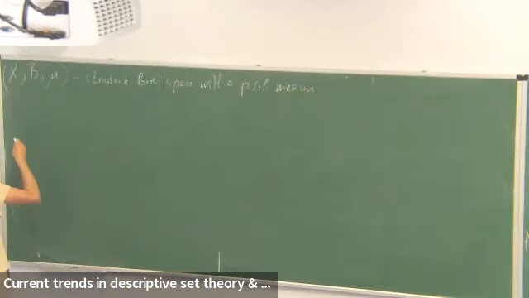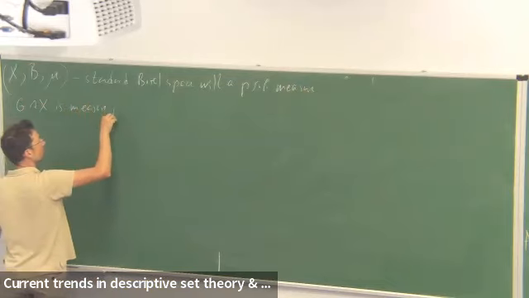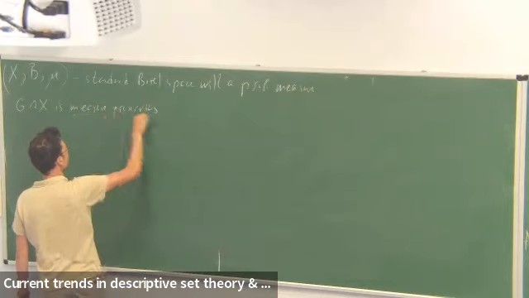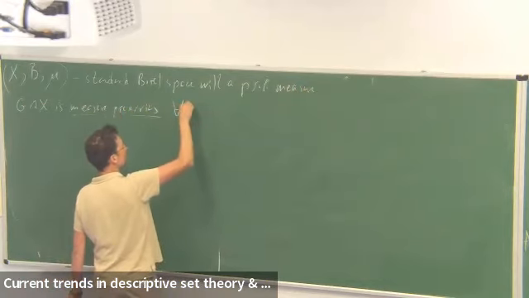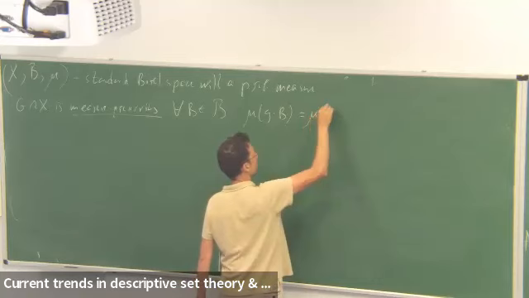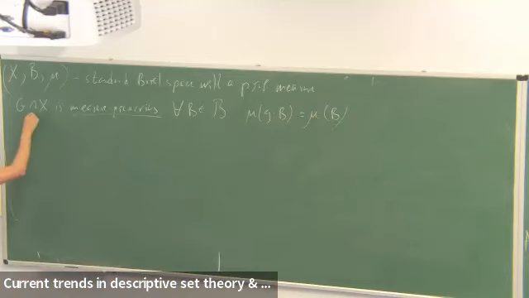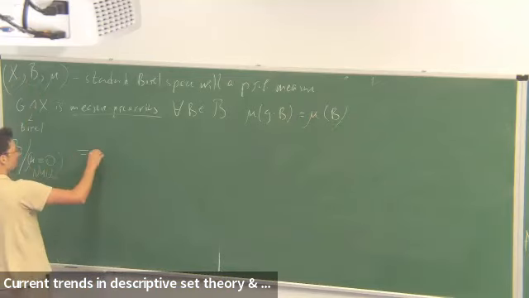An action of G on X is measure preserving if, when you move a set by an element of G, it has the same measure. Then you can take the Borel sets, which form a Boolean algebra, and quotient this by the ideal of null sets. This is known as the measure algebra.